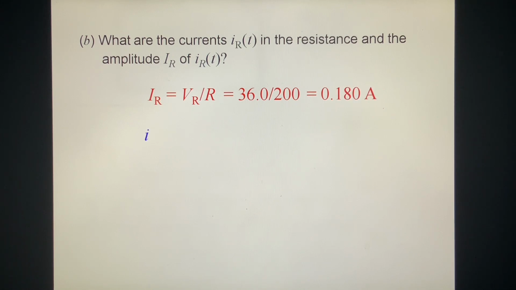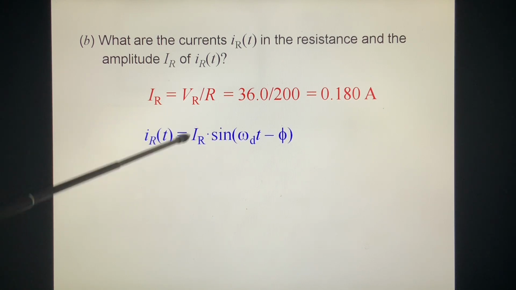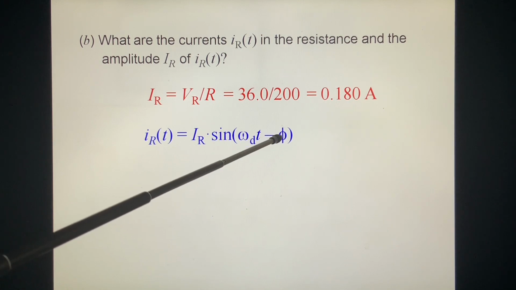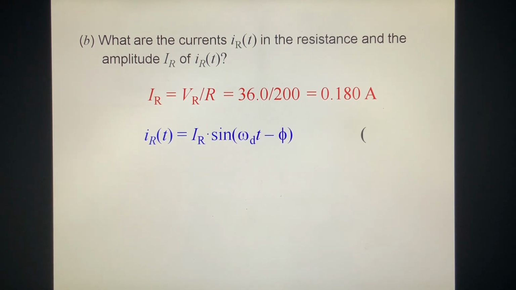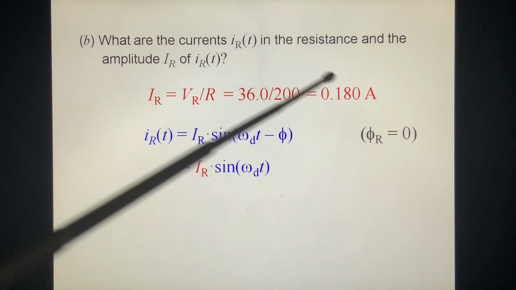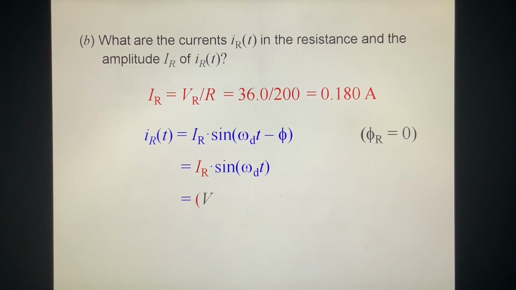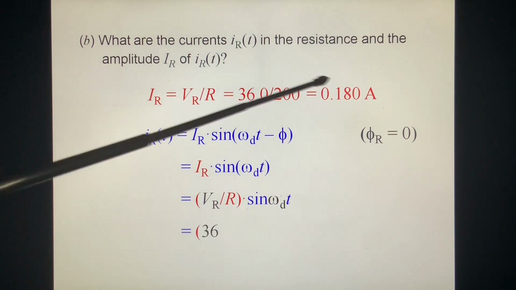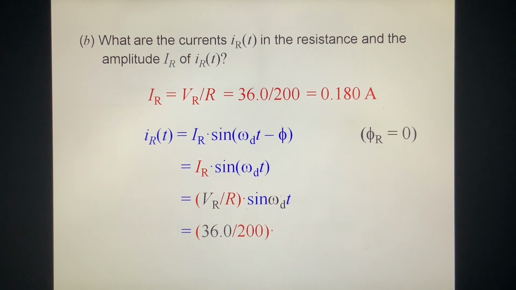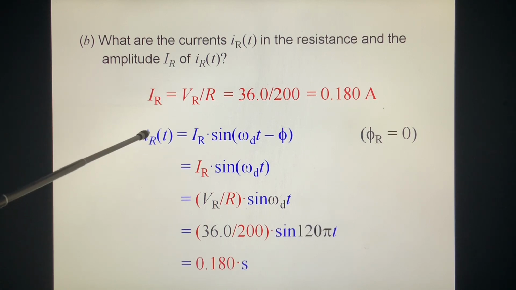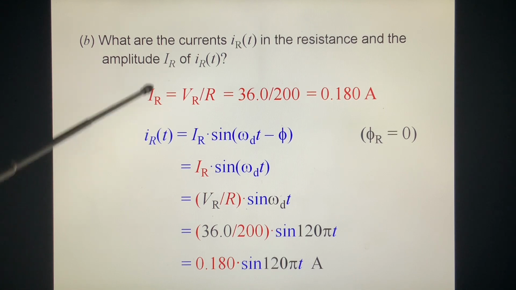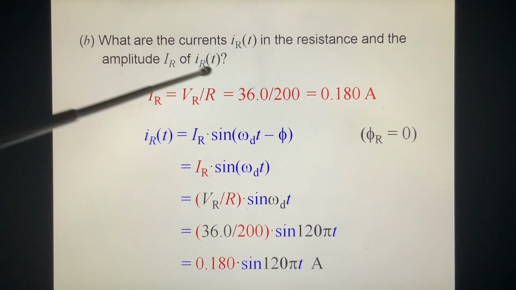In an alternating current system, IR equals IR magnitude sine omega t minus phi. Phi for resistance only is 0. So we can write IR equals I sine omega d t. We know omega. We know IR, so we get an expression for this one. The big IR is 0.180 ampere.